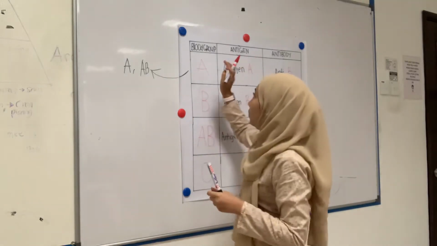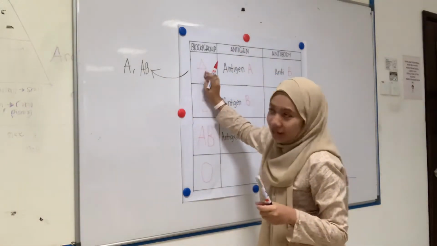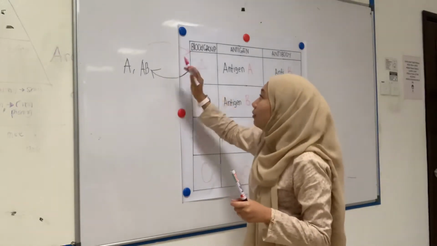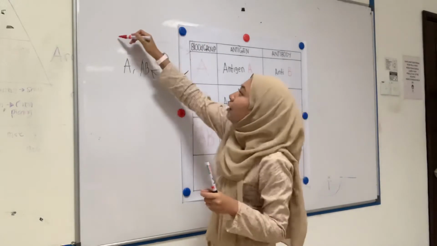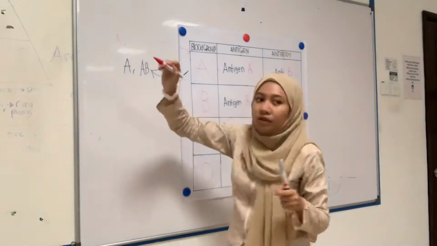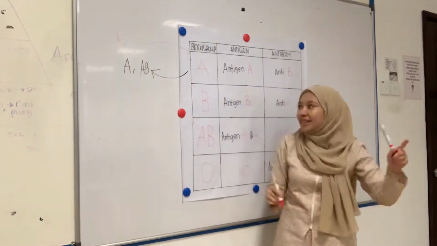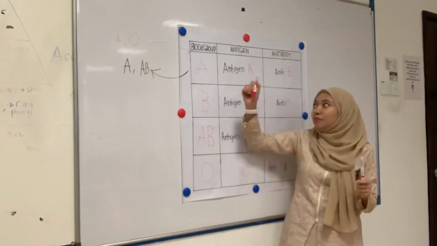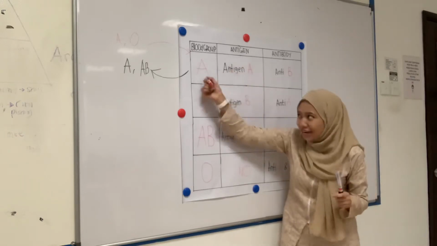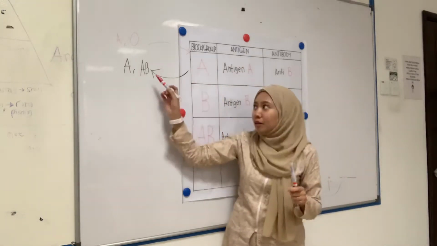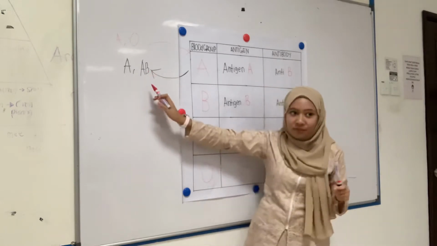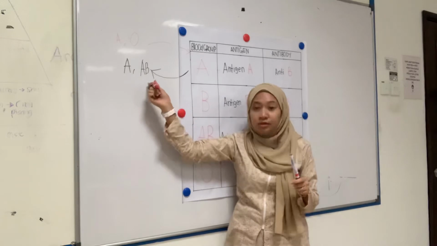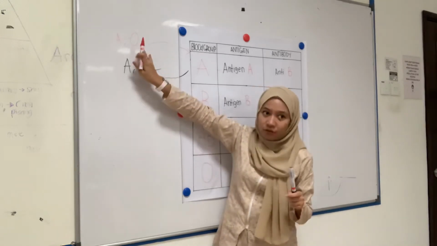So people from blood group A can receive blood from its own self, and also, who is the universal donor? Blood group O. Thank you, Miza. Yes. So meaning that individuals with blood group A can donate their blood to A and AB, and also they can receive blood from A and O. This is a universal recipient, and this is a universal donor.